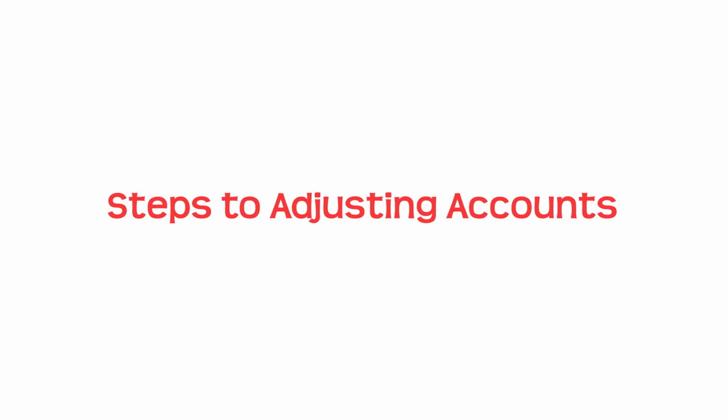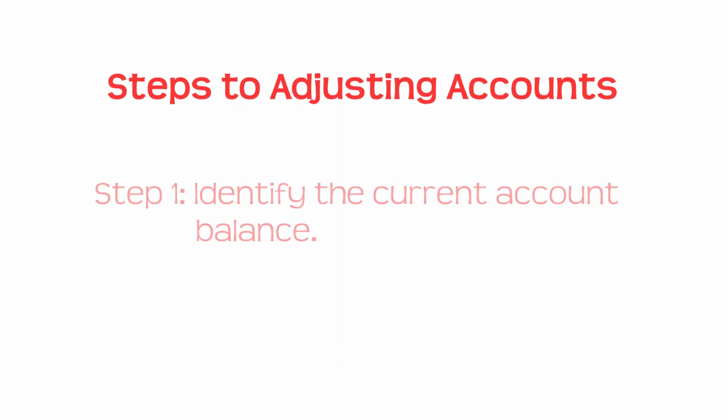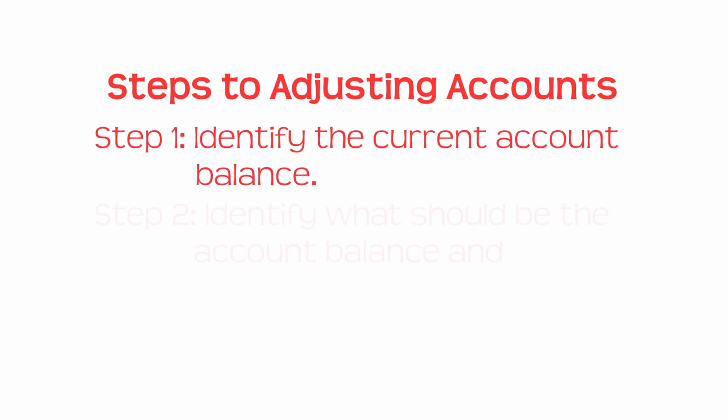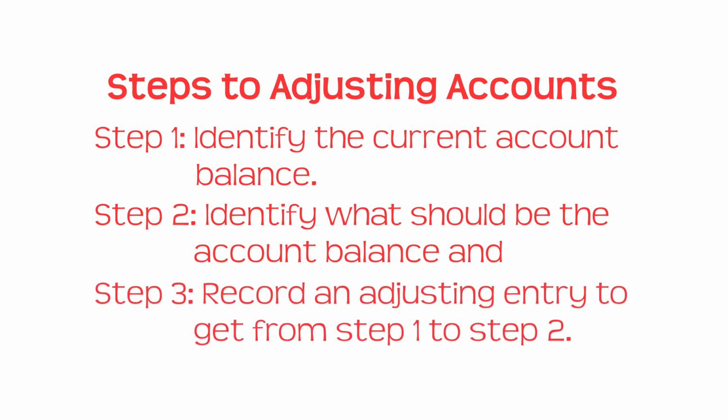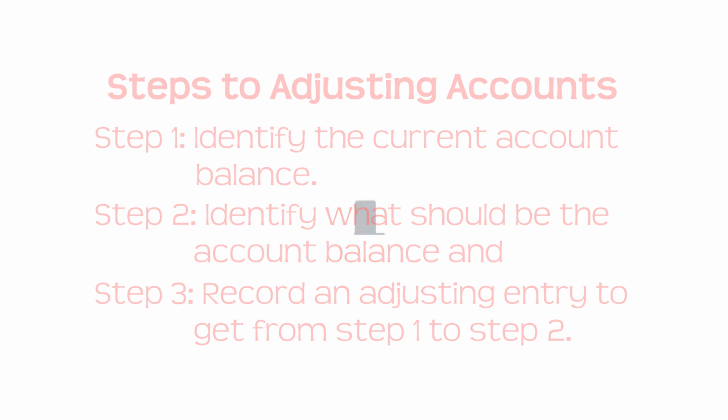Steps to adjusting accounts. Before we step up our examples, you need to learn this first. When adjusting accounts, try to follow these steps. Step 1. Identify the current account balance. Step 2. Identify what should be the account balance. And Step 3. Record an adjusting entry to get from Step 1 to Step 2. To illustrate how to adjust, let's look at an example.